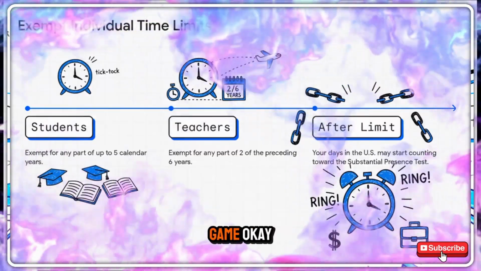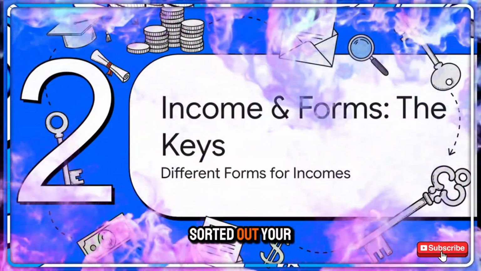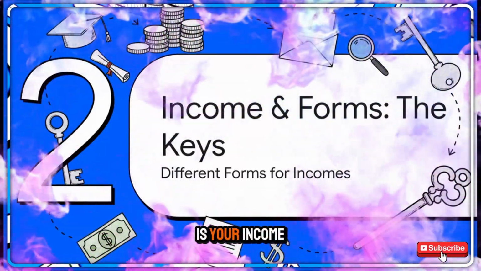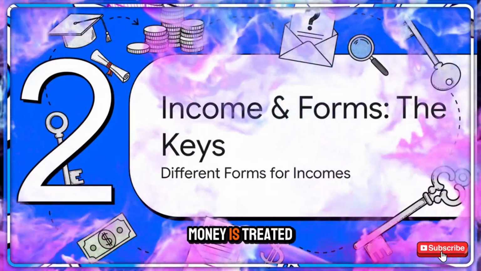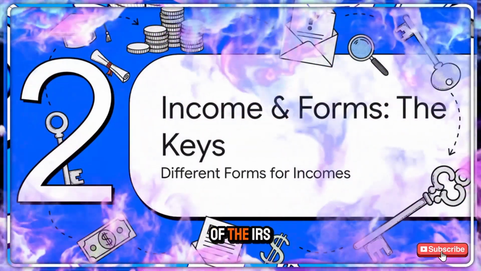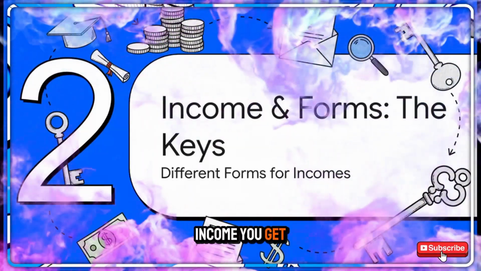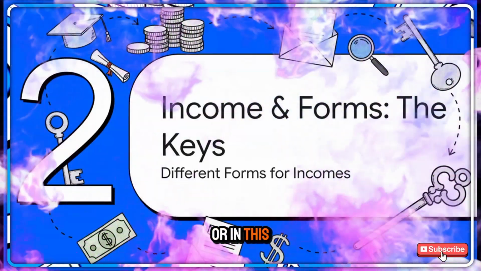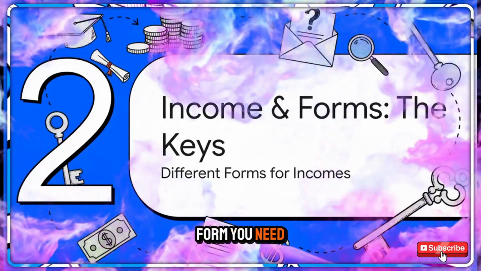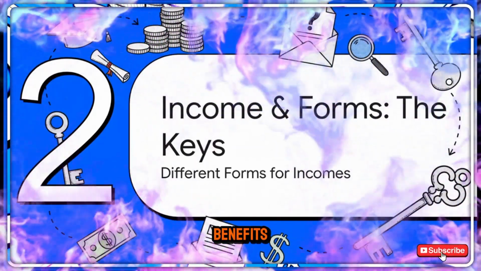Okay, so once you've sorted out your status, the next thing to look at is your income, because not all money is treated the same way in the eyes of the IRS. The type of income you get determines which key, or in this case, which tax form you need to use to unlock those treaty benefits.